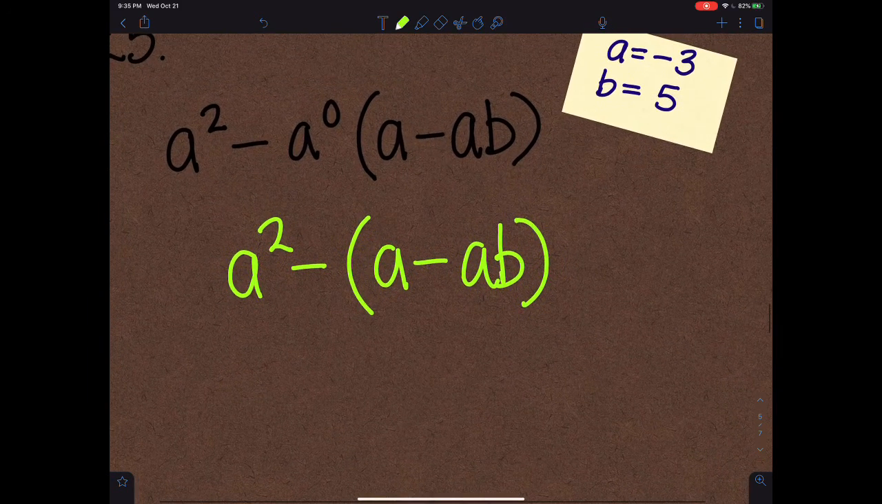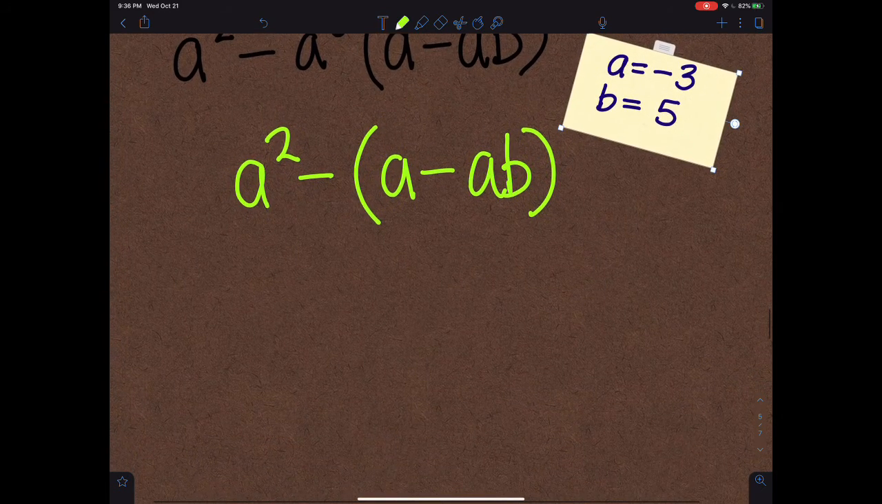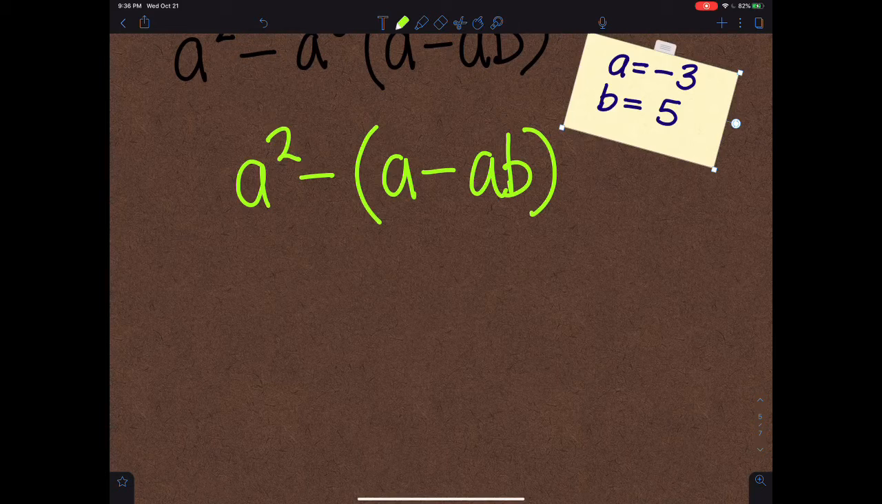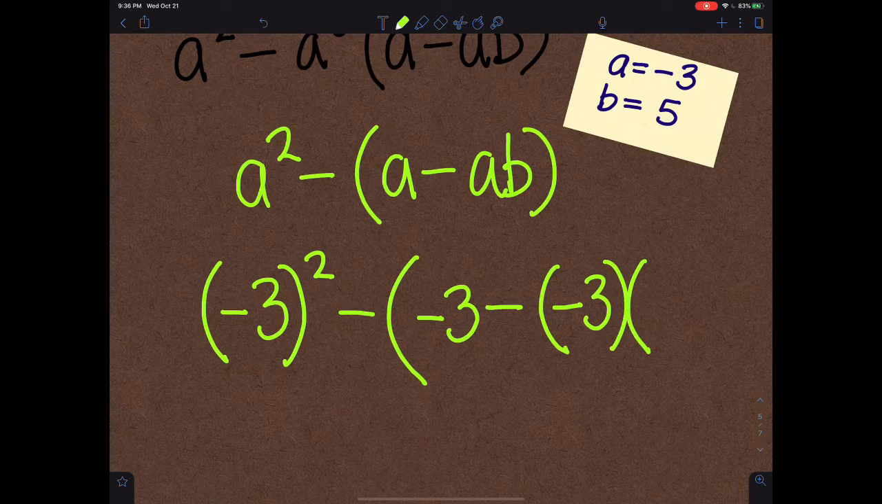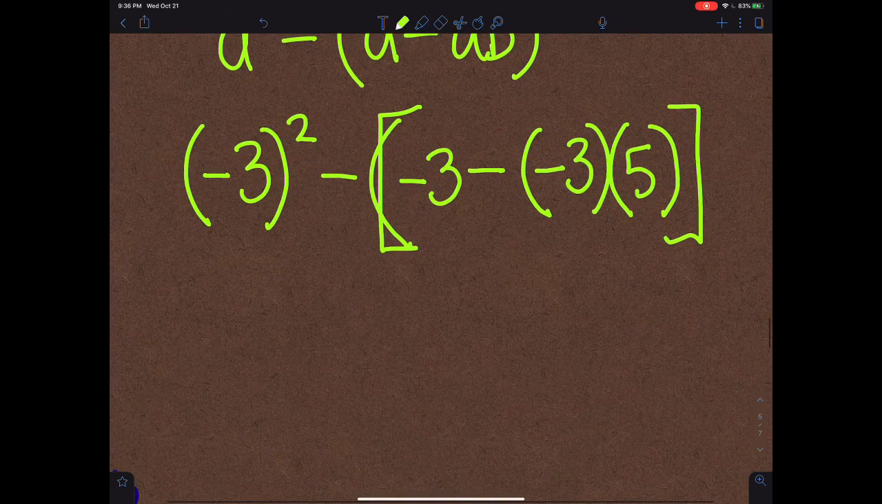And then I'm going to move this down so I can see it a little better. So for this a, I'm going to put in negative 3 squared minus, and then I'm going to put in negative 3 minus negative 3 times 5. I guess this should be a bracket. Okay. Now, I don't love this part. That's with the subtracting. Okay, I don't like that part. So let's just clean that up.